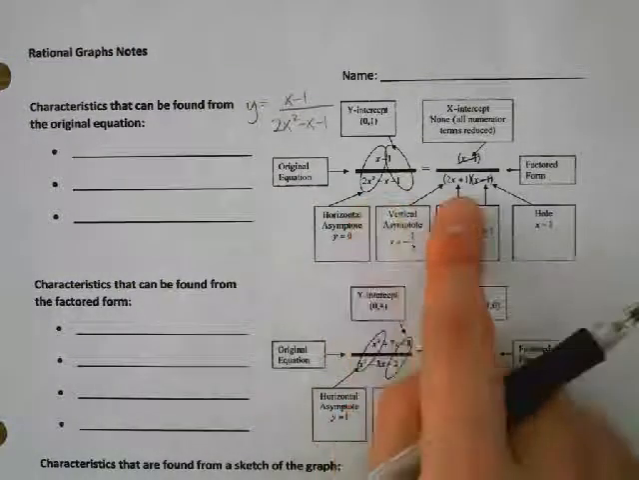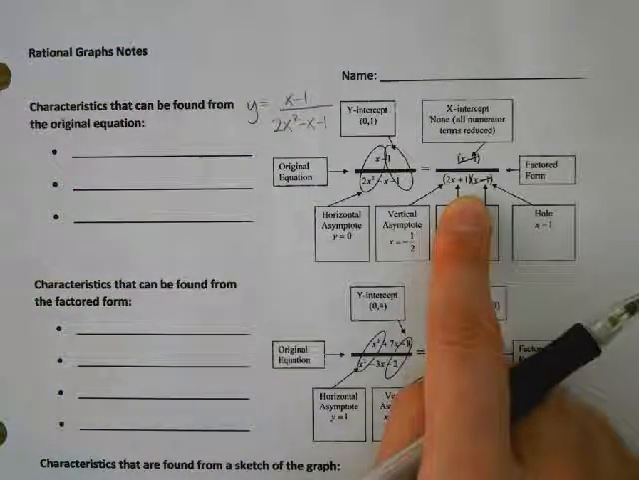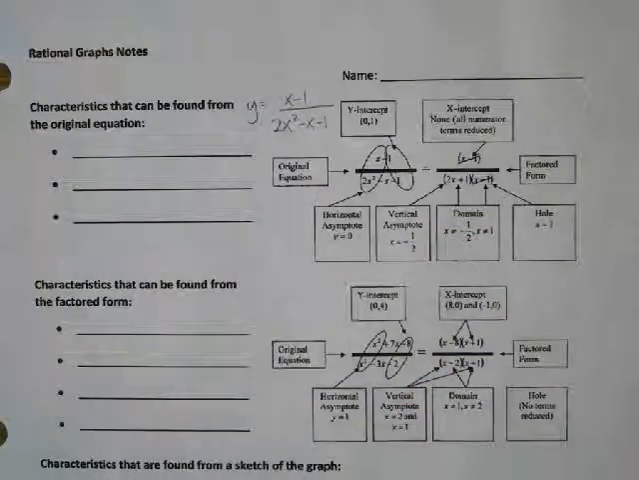And then over here, you can see they already did the factored form because we already know there's some things that we can get from the factored form and there's some things we can get from the original form. Do you guys want to color code your notes? Would that be helpful maybe? Yeah.